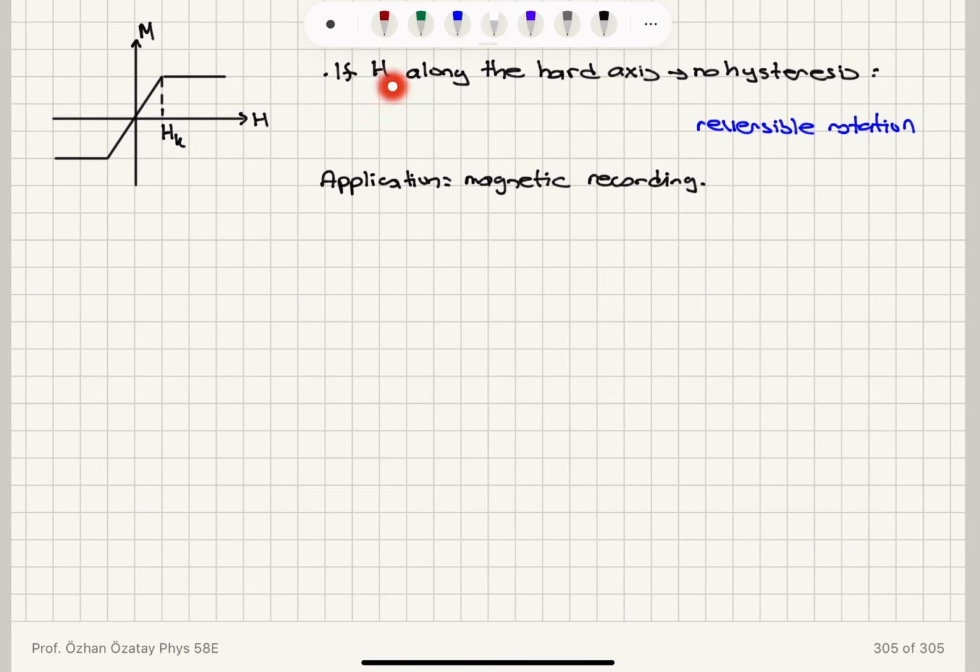However, if you apply a magnetic field along the hard axis, you're going to slowly rotate the magnetization towards the hard axis. That's a reversible rotation because when you remove the magnetic field, the magnetization along the hard axis will become zero. The magnetization will again point along an easy axis, which is dictated by the anisotropy. The application of this is magnetic recording.